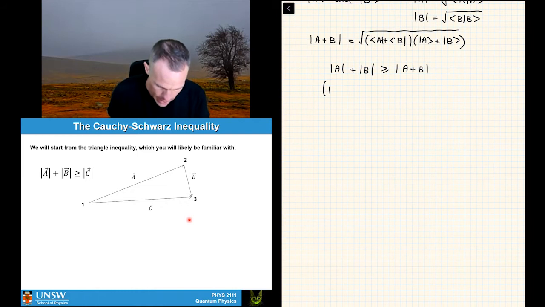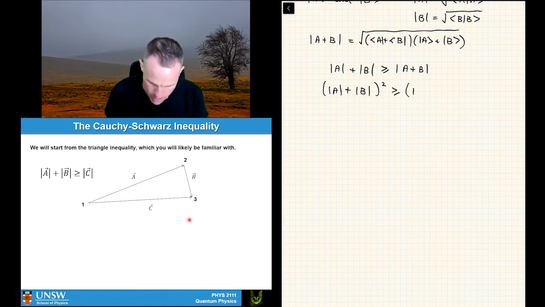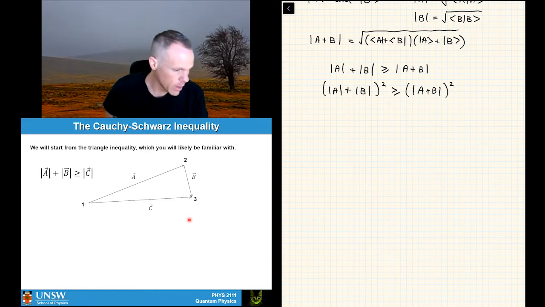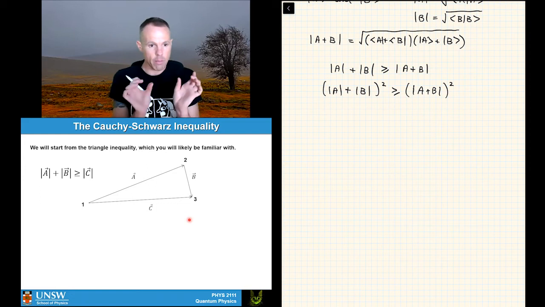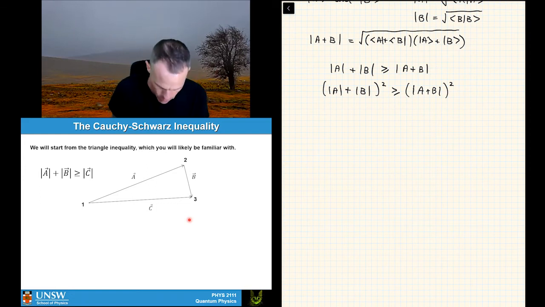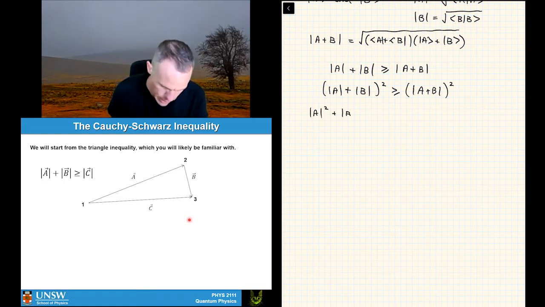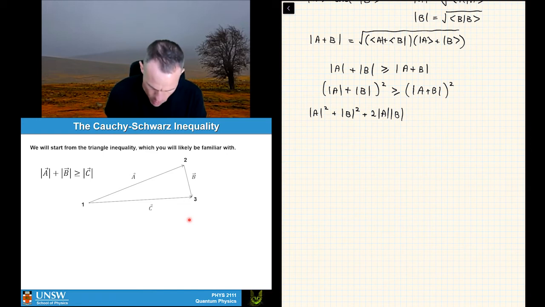So the length of A plus B squared will be greater than or equal to the length of A plus B squared. And again, we can multiply out those products, right? So what we're going to have on the left-hand side is the length of A squared plus the length of B squared plus 2 length of A, length of B is going to be greater than or equal to the length of A plus B times the length of A plus B.